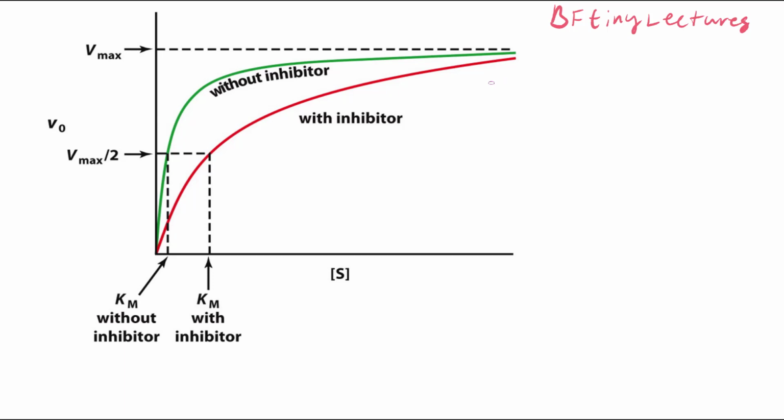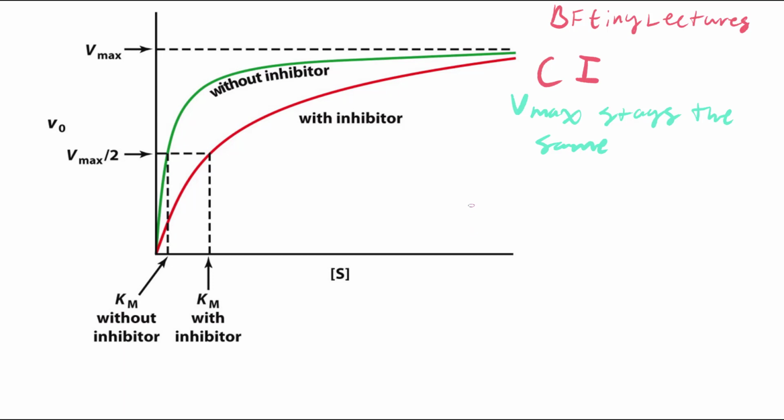Because of this. So for competitive inhibitors, we'll call them CIs, okay? For competitive inhibitors, notice that without the inhibitor and with the inhibitor, the Vmax stayed the same, okay? So Vmax stays the same, okay? So let's put same.